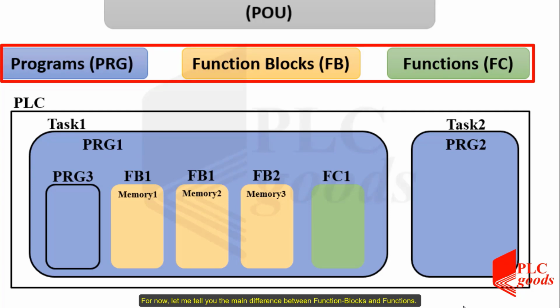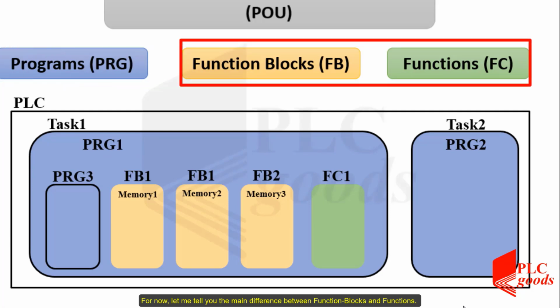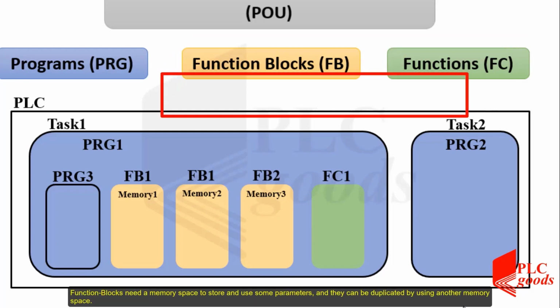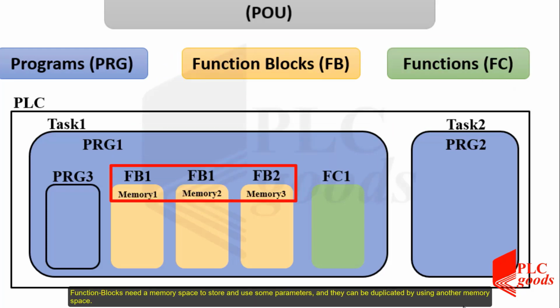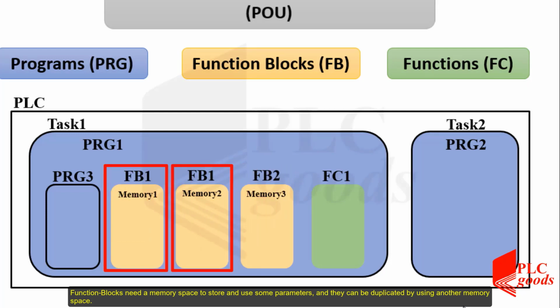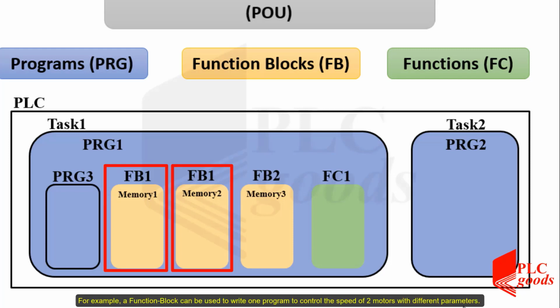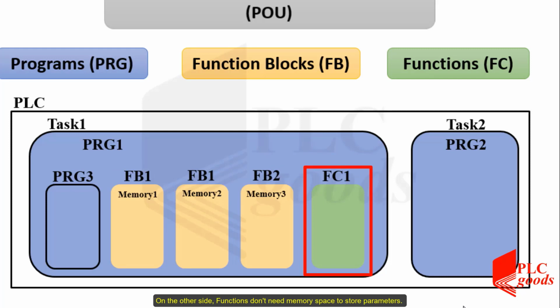For now, let me tell you the main difference between function blocks and functions. Function blocks need a memory space to store and use some parameters, and they can be duplicated by using another memory space. For example, a function block can be used to write one program to control the speed of two motors with different parameters. Although one program is used for the two motors, their parameters should be saved in separate memory spaces. On the other side, functions don't need memory space to store parameters.